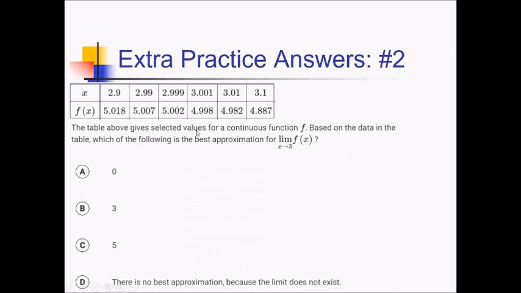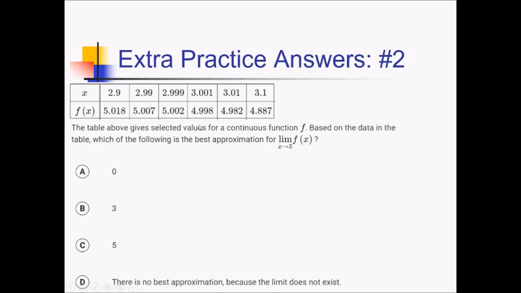On this one, we have a table with selected values for a continuous function f. That means we're not jumping all over the place. We have a smooth progression from one point to another. Based on the data in the table, we want to know the best approximation for the limit at x equals 3 for f of x.